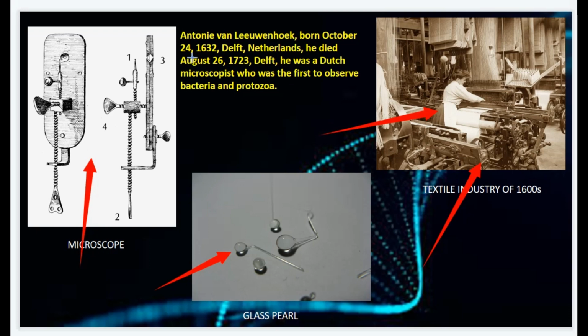So here are some points. Antony van Leeuwenhoek was born on October 24, 1632, in Delft, Netherlands, and he died on August 26, 1723, in Delft. He was a Dutch microscopist who was the first to observe bacteria and protozoa. Where he observed bacteria and protozoa, we're going to study further. Now let's pause the story of Antony van Leeuwenhoek here.